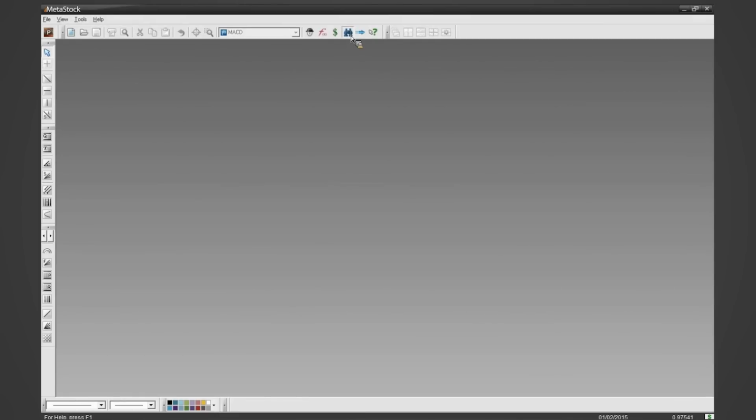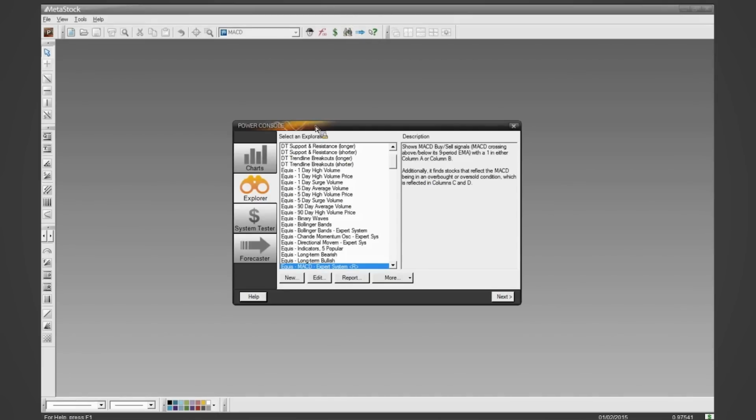So what we can do is go to the Explorer. If the Power Console is open, you just click on the Explorer tab. If it's not, just click on the Explorer right here and it'll take you right to that. Here in the Explorer, we have a number of different strategies pre-built in for you. You can also identify your own and create your own strategies if you want to scan the market.